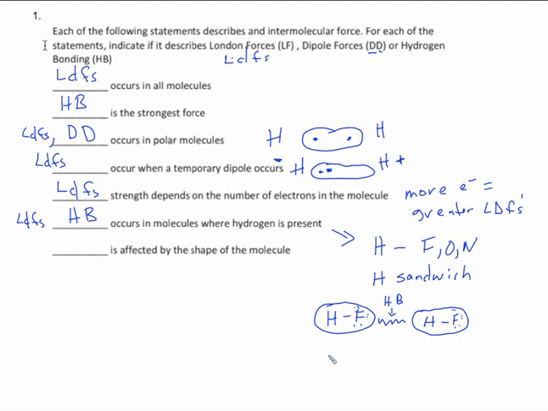Okay, if you had something like hydrogen bromide, HBr, attracted to another HBr, this would not be an example of hydrogen bonding because there's no hydrogen sandwiched between F, O, or N. So no hydrogen bonding. This one would just be dipole-dipole. Okay, is affected by the shape of the molecule. Well, basically what that is getting at is if a molecule is polar, it has dipole-dipole for sure.